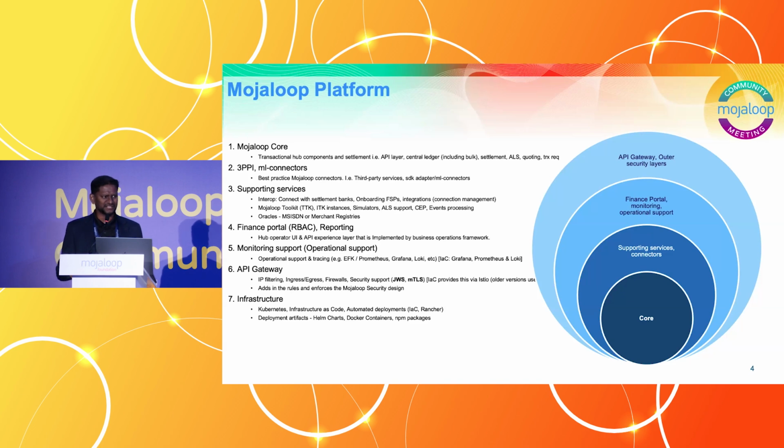Mojaloop follows a principle called layered security. At the outermost layer, we have the security components that provide for IP filtering, ingress, egress, and firewalls that support our security mechanisms such as signature generation and validation, JWS, and mutual TLS. Until recently, we used a gateway called WSO2, but since the last one or two releases, we moved to a gateway called Istio, which is more compatible with our microservice architecture.